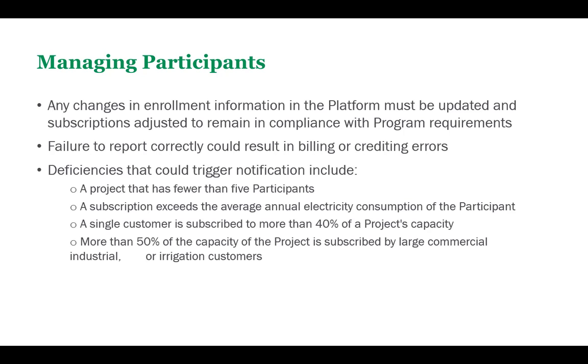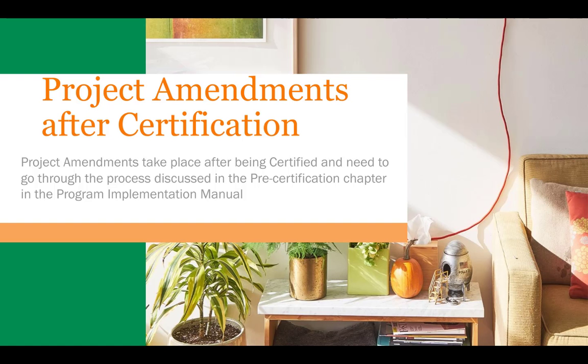Deficiencies that could trigger notification from the program administrator may include a project that has fewer than 5 participants, a subscription that exceeds the average annual electricity consumption of the participant, a single customer subscribed to more than 40% of a project's capacity, or more than 50% of the capacity of the project subscribed by large commercial, industrial, or irrigation customers. Project amendments after certification.